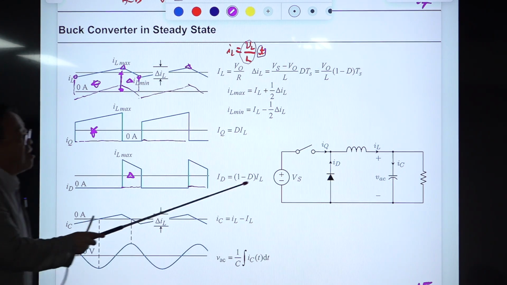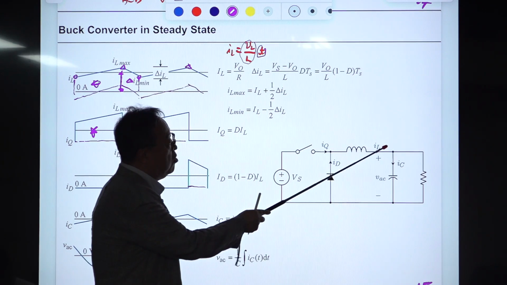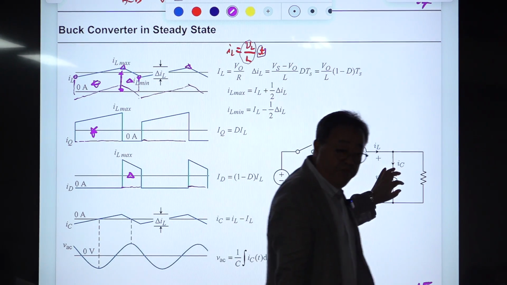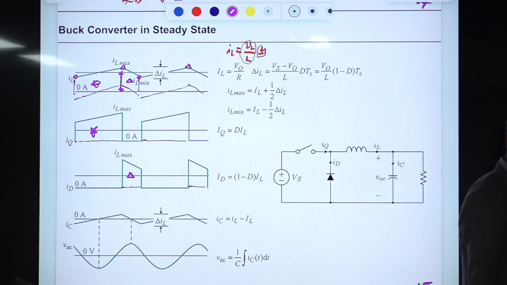So the DC component of this inductor current cannot go this way because the capacitor presents infinite reactance at DC. So all the DC current is passing through this. All right. How about the AC current? This AC component has two paths. It can go either this way or this way.